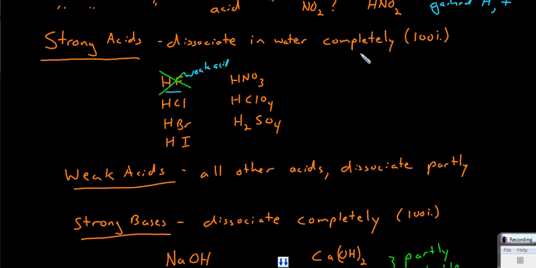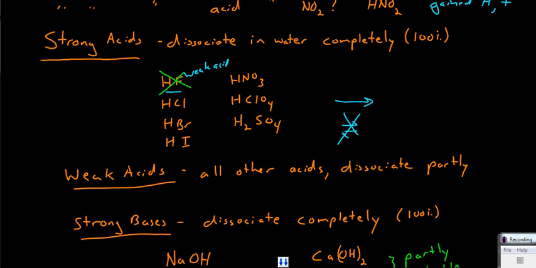They dissociate in water 100%, completely. So when they react, we use single arrows instead of these double arrows. Weak acids use those double arrows because some equilibrium is established. The reaction does not go to completion.